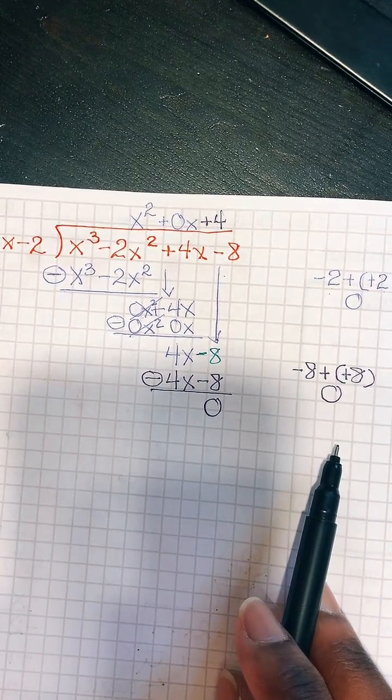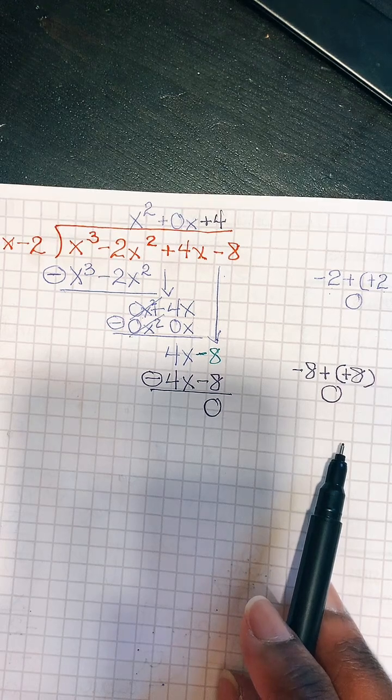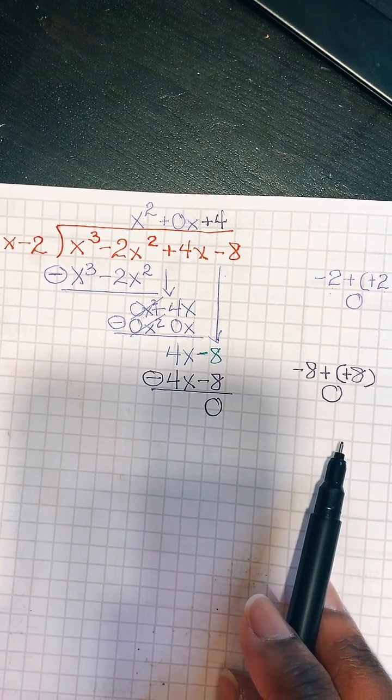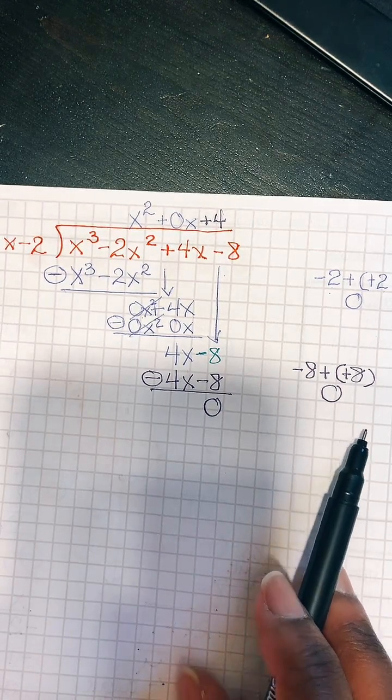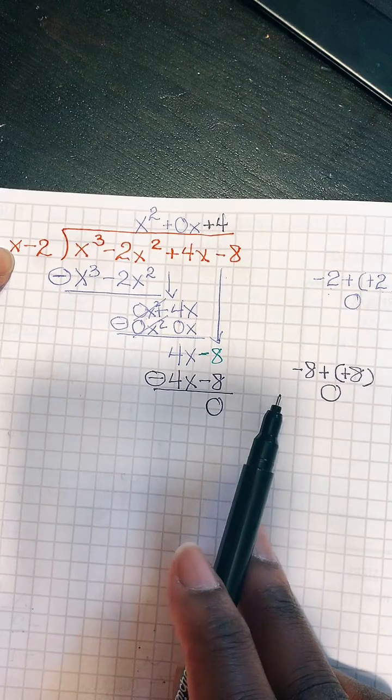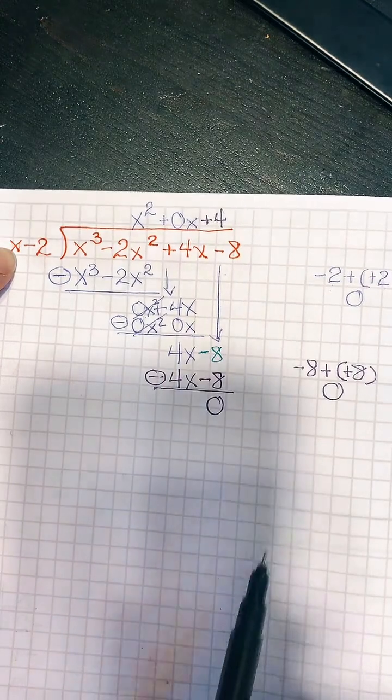It's okay. What would you put if the remainder was 2? It's going to be 2 over your divisor. So you add the 2 over your divisor. If your divisor is x minus 2, it'll be plus 2 over x minus 2.